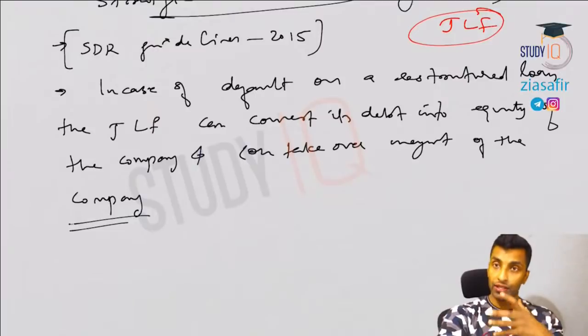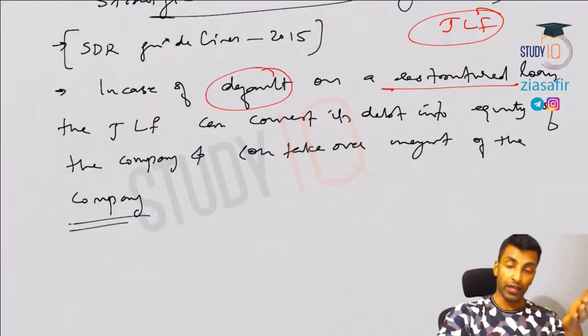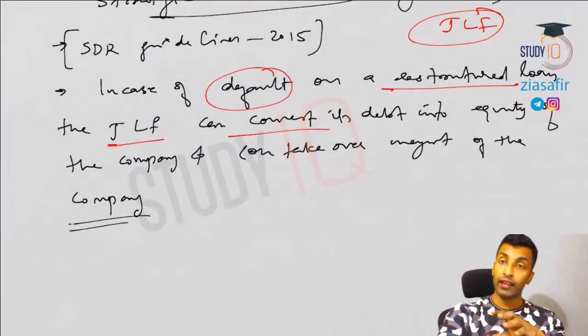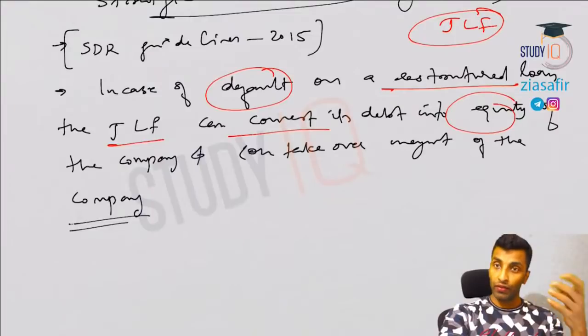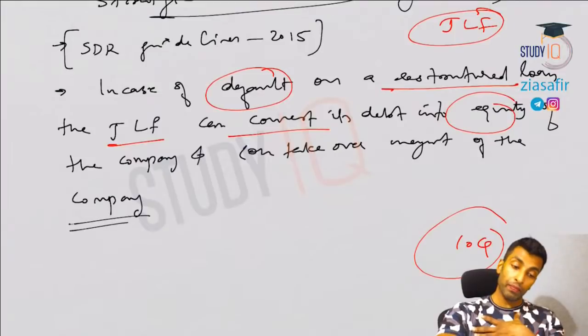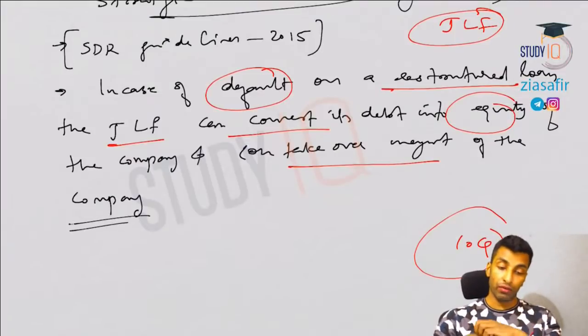So for a restructured loan, if there is a default after the restructuring, the JLF can convert its debt into equity. That means whatever loan you have given, let's say 10 crore, this could be converted to equity. That means the bank will get that much share in the company, and the management of the company may be taken over.